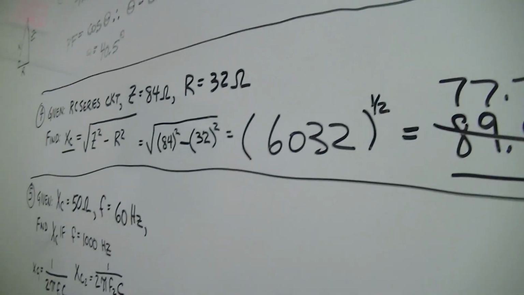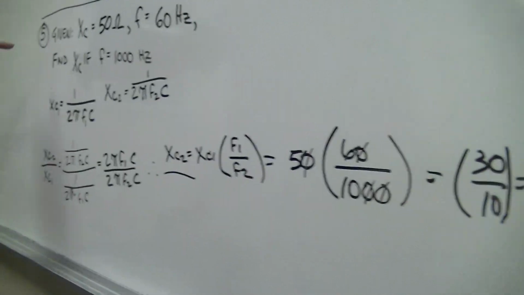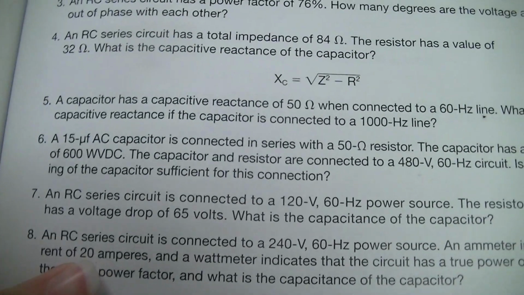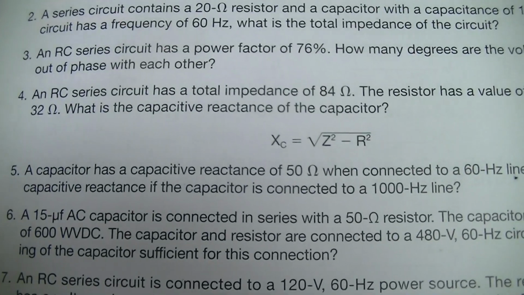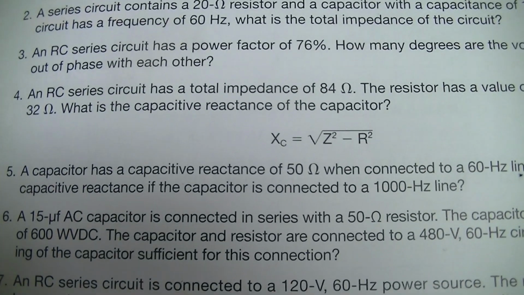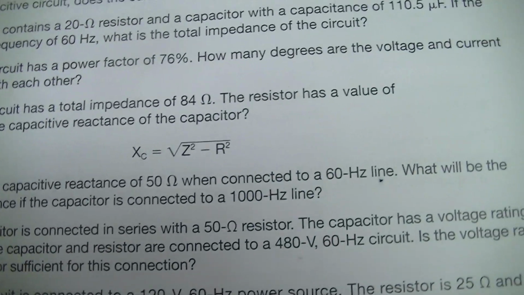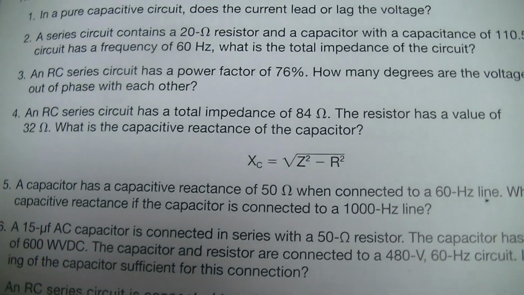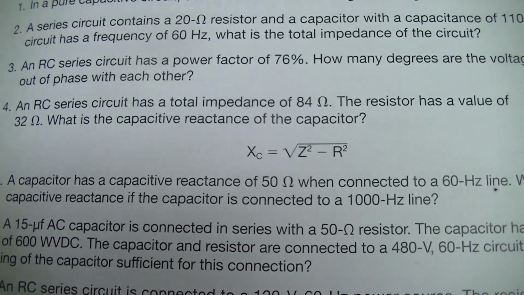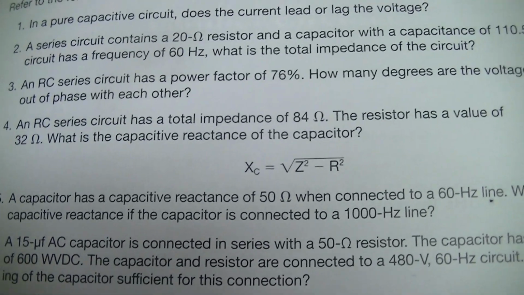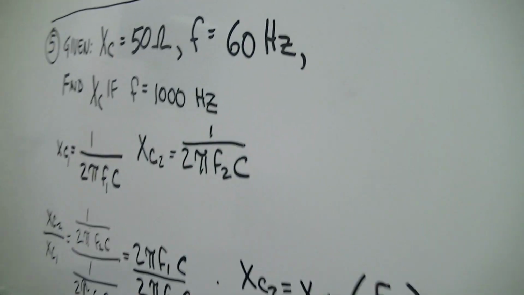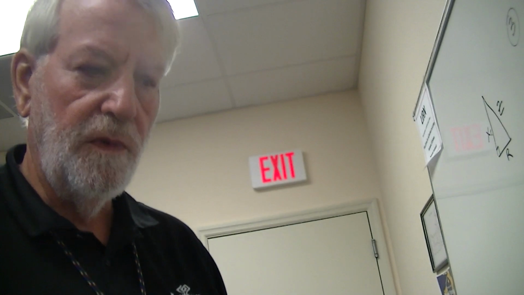So with that in mind, we'll move on to the next question, which is number 5 in your book. It says a capacitor has a capacitive reactance of 50 ohms when connected to a 60 hertz line. What will be the capacitive reactance if the capacitor is connected to a 1000 hertz line? In this case, it's really a simple problem if you can analyze it, all right?